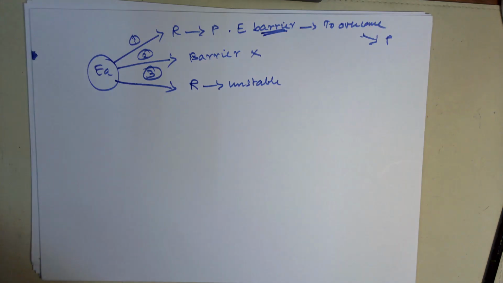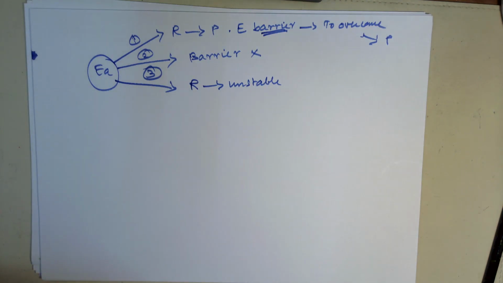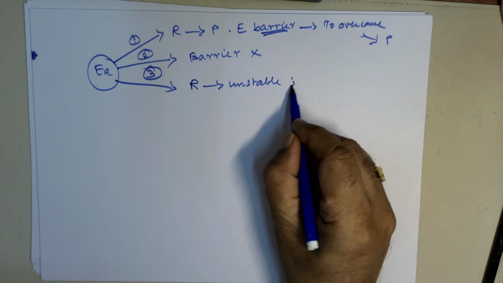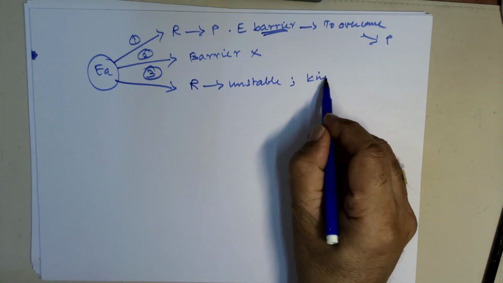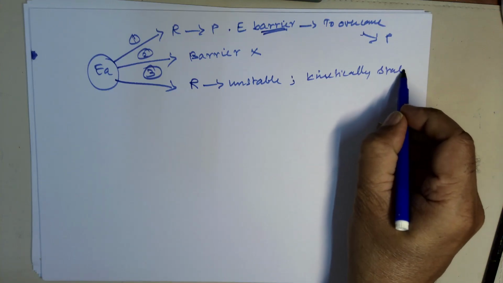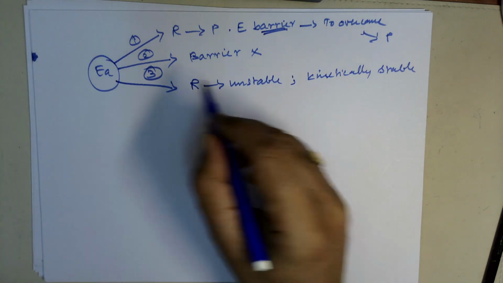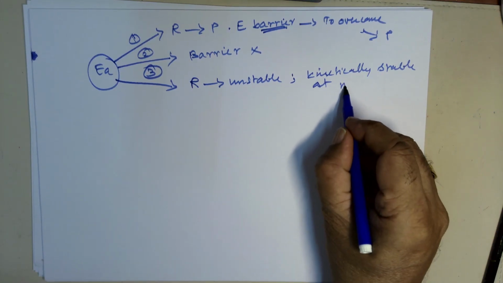Now listen. The reactant becomes unstable when it is at the peak, that is, when its energy is very high, but is kinetically stable at ordinary temperature. That is also very important. Unstable, but kinetically stable at ordinary, normal temperatures.